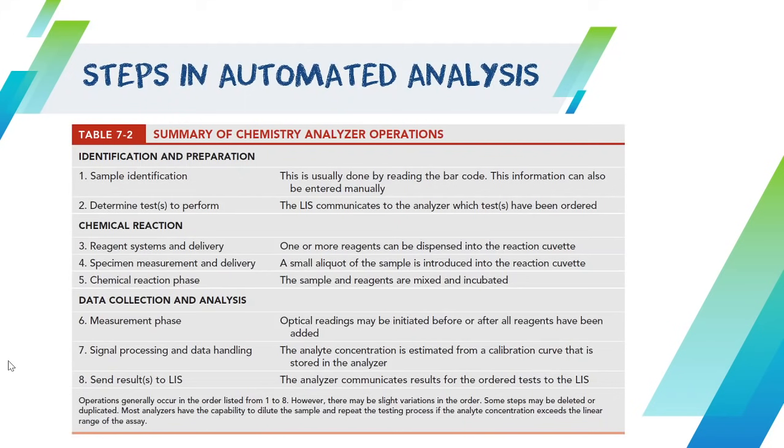And for this slide, as you can see here, you have Table 7-2, which is already a summary of chemistry analyzer operations. This is the one I will be using as the guide for the steps in your automated analysis. We will explain a little what the automations or improvements are that have been made to automate these parts. You can see it in your handout, but I will not go through it one by one right now, since as we go along with our lecture, I will discuss them one by one.